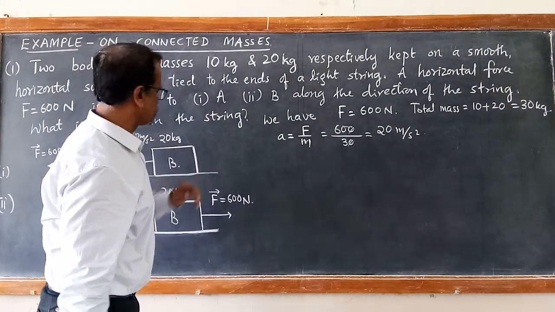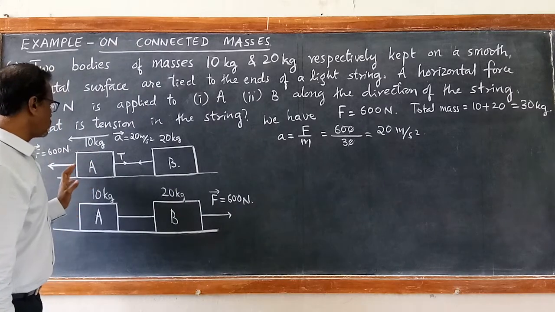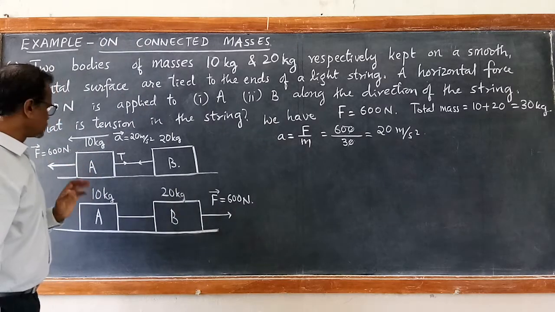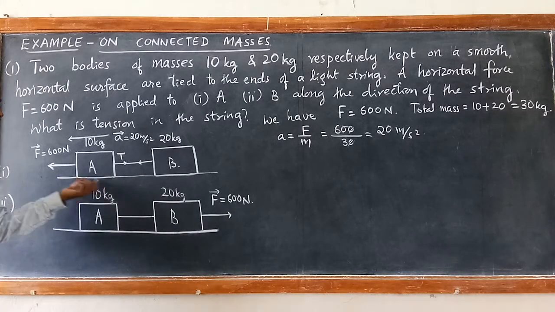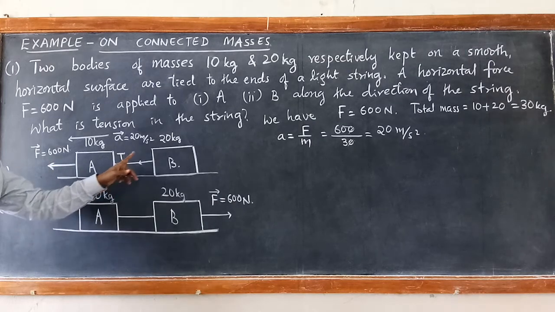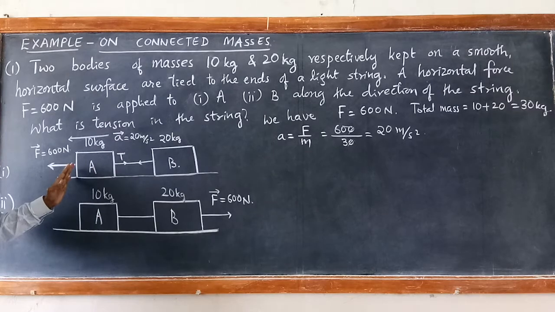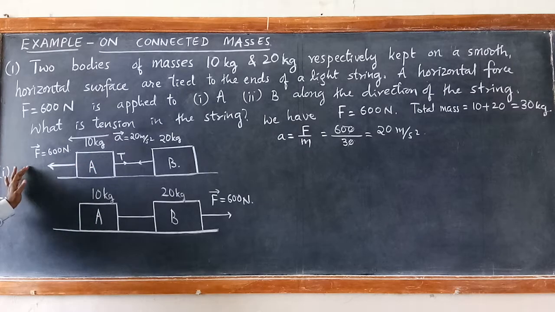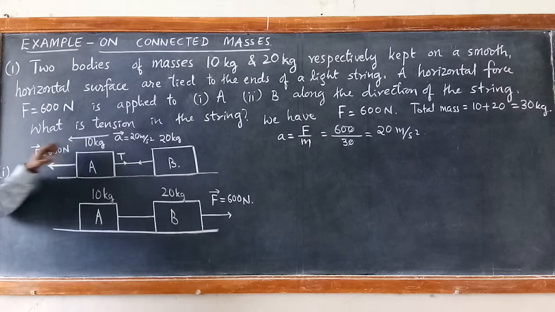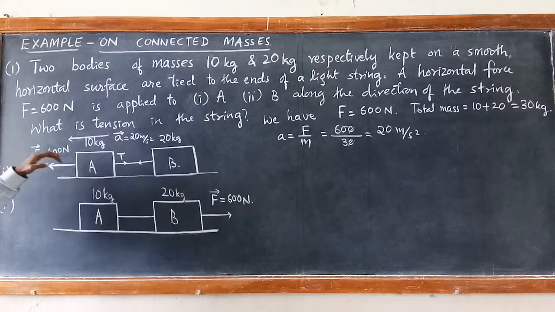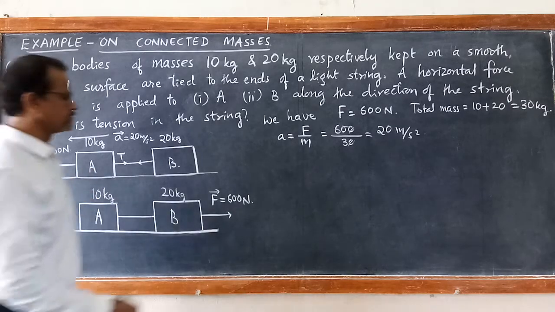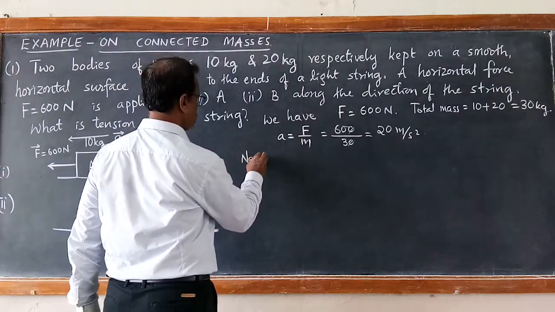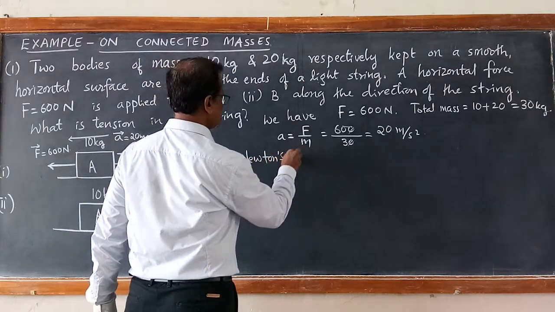Now we got acceleration, we got total mass. Now what is the tension here? For that we need to refer to the free body diagram of A. What is the direction of applied force? It is towards left. What is the direction of tension? It is towards right. Then the net force must be towards left because 600 Newton is pulling this connected mass towards left. So applying Newton's second law to A.